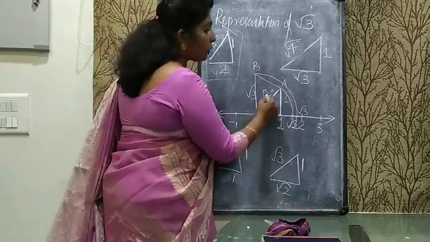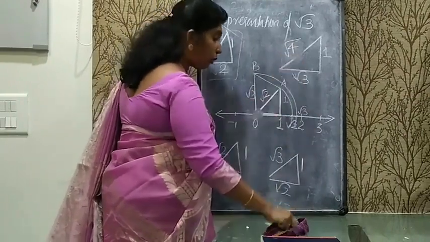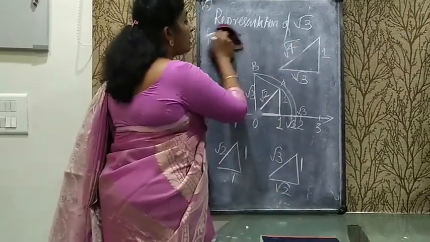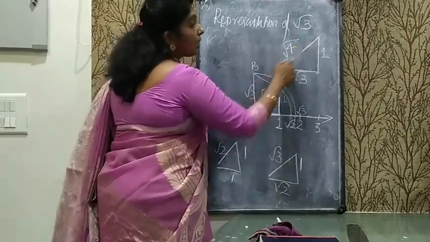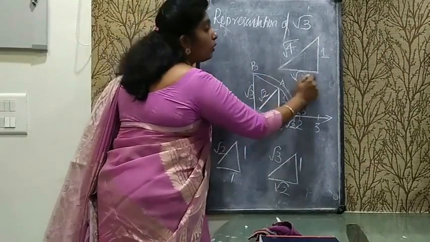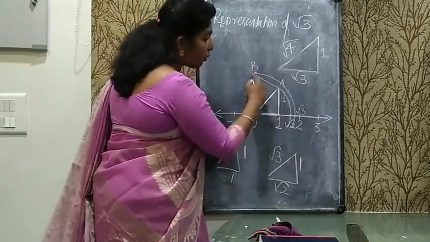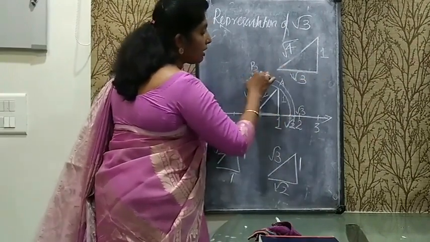So here at first root 2 we drew, root 3 we drew. Now I told if we want to draw root 4, what we have to do? As a continuation, here root 4 as a hypotenuse, we have to make one right angle triangle. So what I will do? Root 3 should be the base. So here already root 3 we drew.